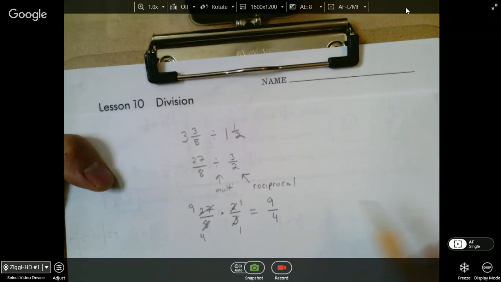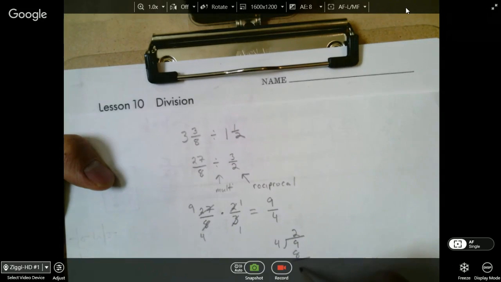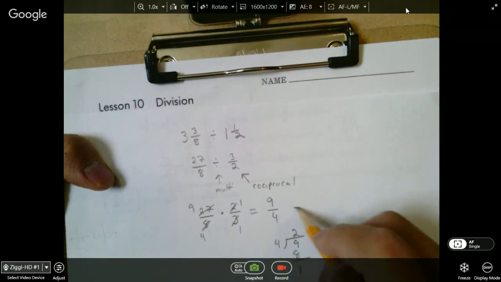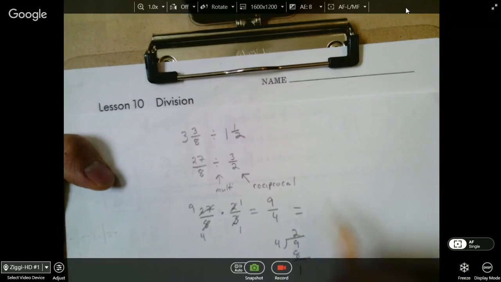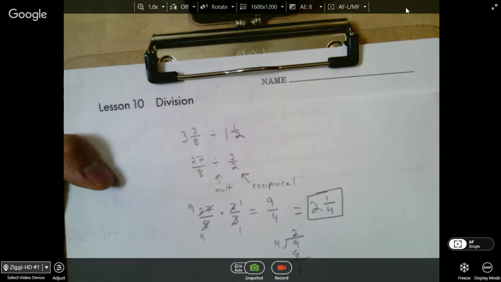Now the last thing is 9/4. Since that's an improper fraction, we want to change it into a mixed number, because that's our final answer. Mixed numbers are easier to visualize for a lot of people than an improper fraction. So 4 into 9, 4 goes into 9 twice. 2 times 4 is 8. 9 minus 8 is 1. Remember from our earlier lessons, this is our whole number, 2. This is our numerator. This is our denominator. So your final answer is 2 and 1/4.